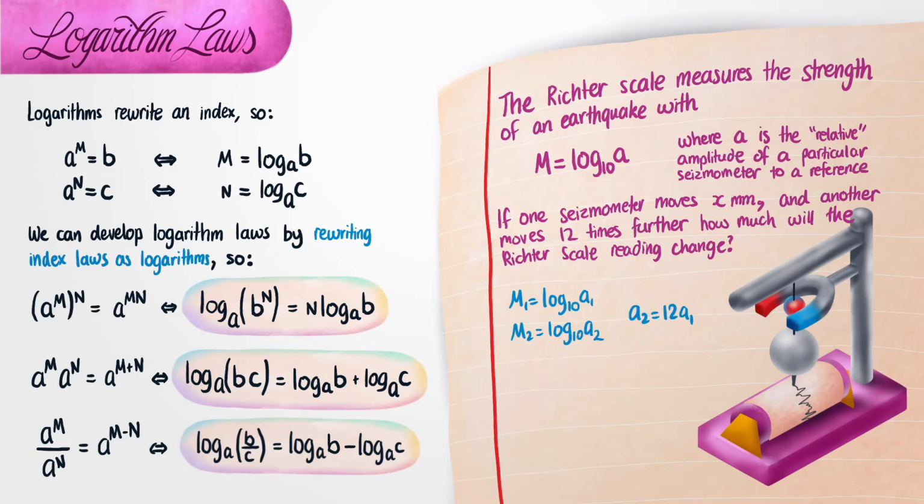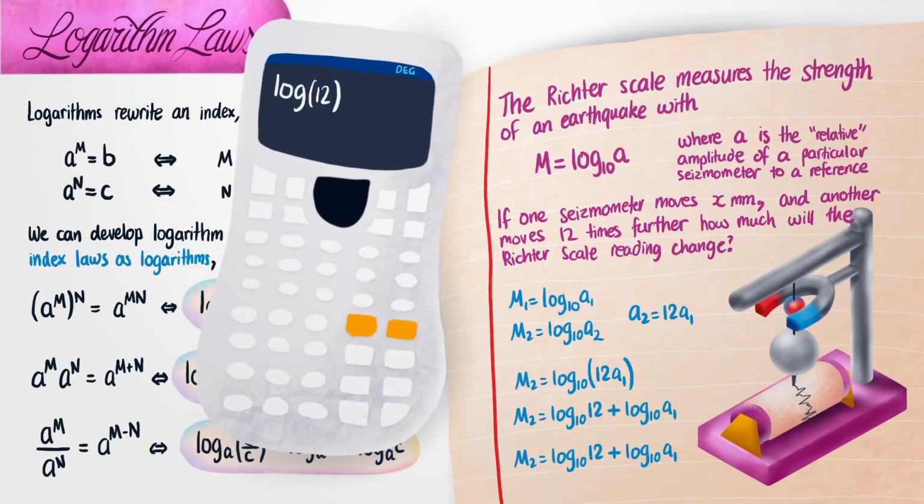Now this is something we can easily substitute into this bottom equation. Instead of A2, we can write this as 12 times A1. But now, at this stage, we can use this multiplication rule over here to rewrite this as the log base 10 of 12 plus the log base 10 of A1. Now at this stage, we know that the log base 10 of A1 is the same thing as M1, and we can use a calculator to figure out what the log base 10 of 12 is going to be. So as we can see, this means that M2 is equal to 1.079, which is the log base 10 of 12, plus M1.